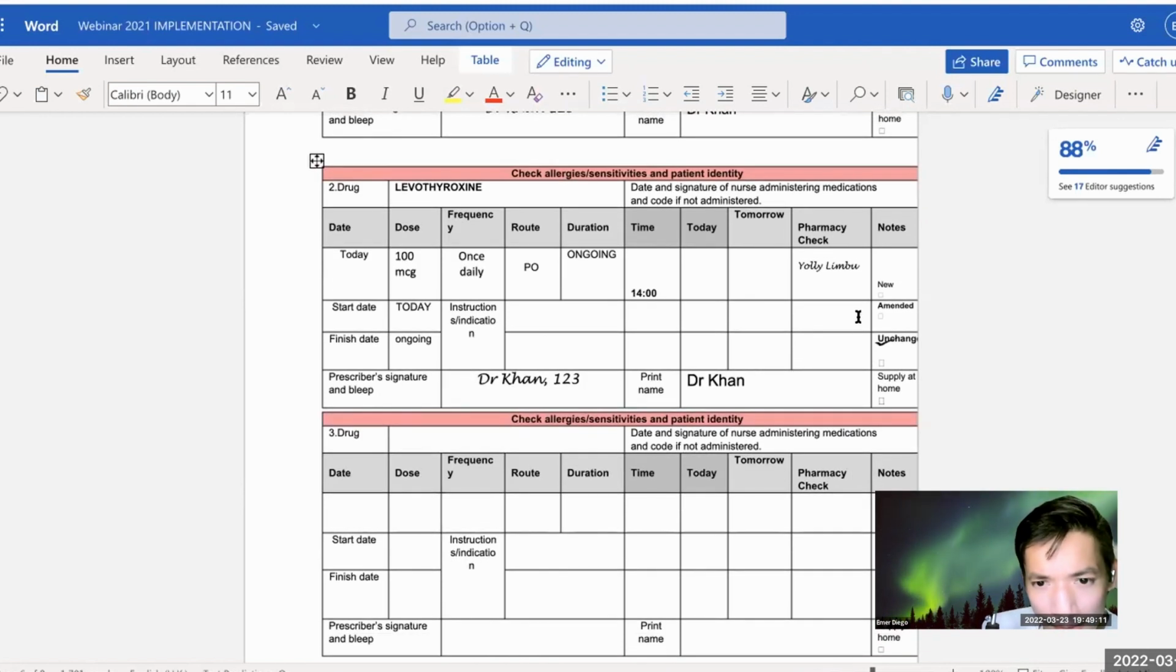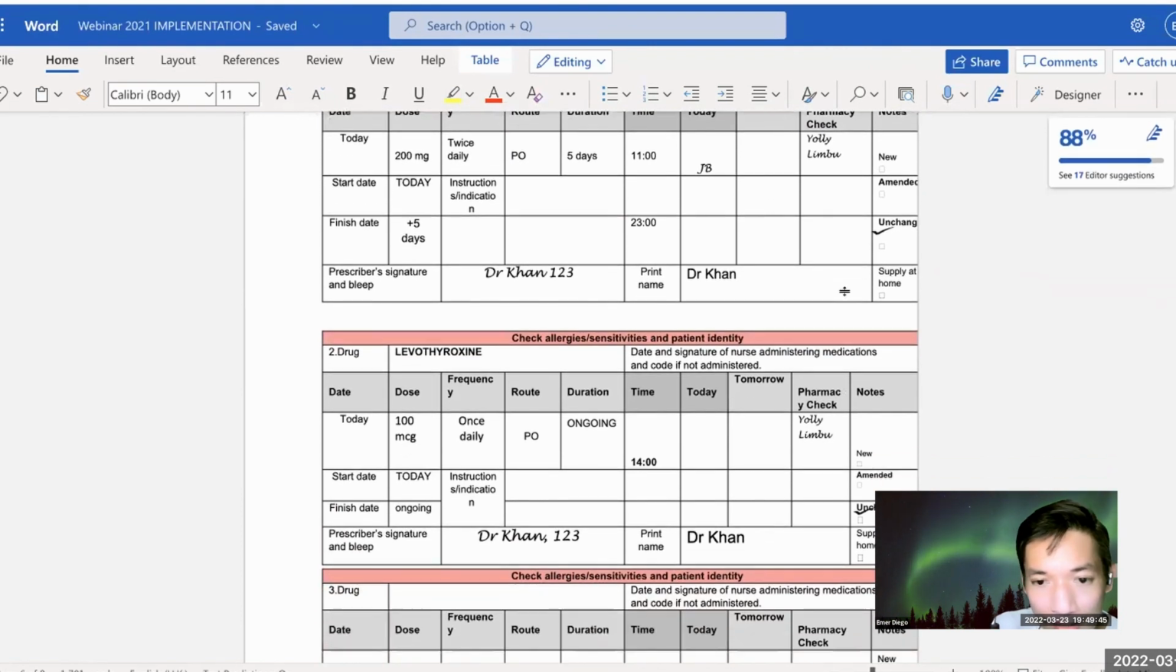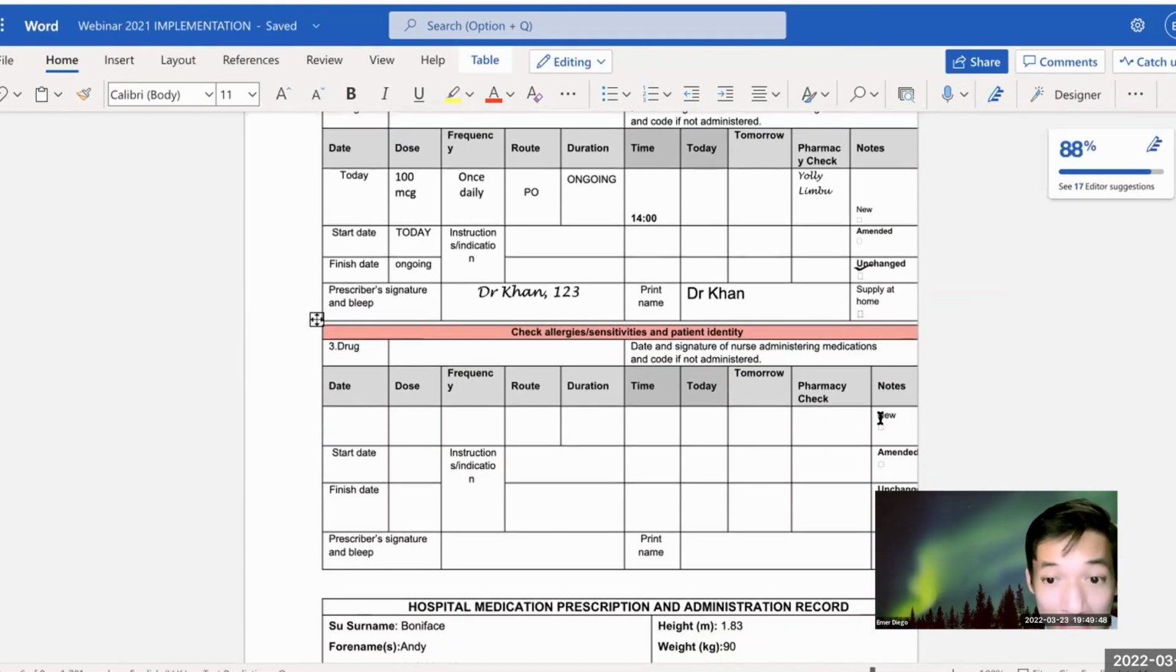If you see on the right hand side of your screen, you can see some notes: new, amend, unchanged, supply at home. The reason why it's here is because pharmacists normally screen the patient's medication. If we analyze this particular levothyroxine, that means the patient's prescription is unchanged. So the patient has been taking this from home for quite some time now. Similar with the theophylline, if it's marked as new, that means it's a new medication for the patient. So that's what it means.